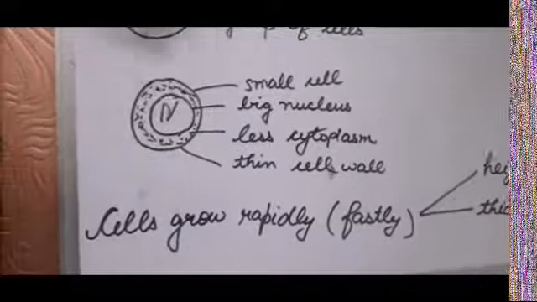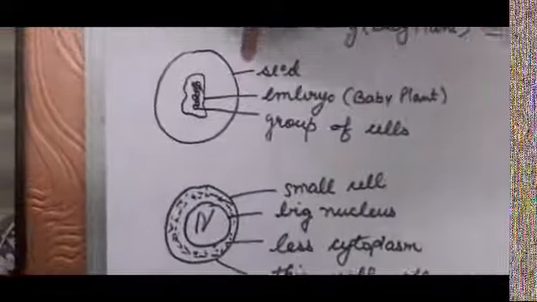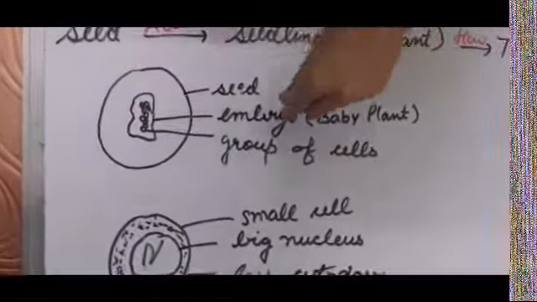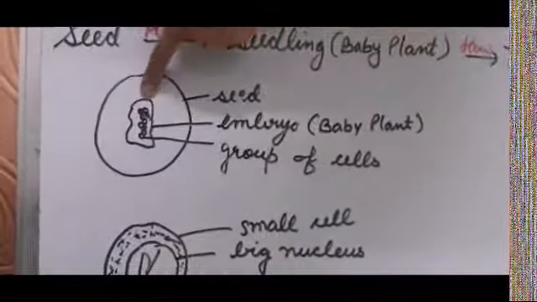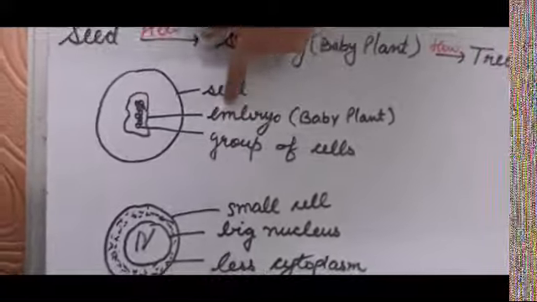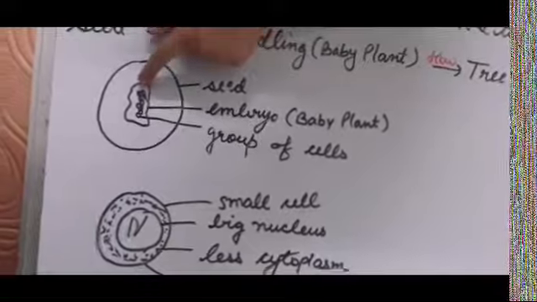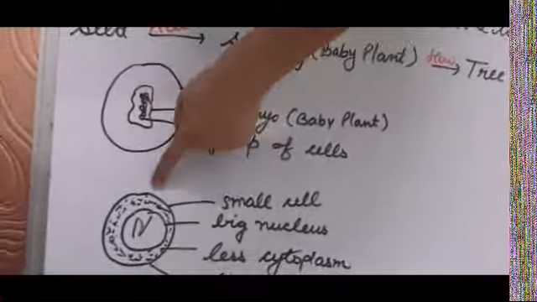Now see here carefully, again you look at this diagram. So see here, this is a seed. When you sow the seed into the soil, inside the seed there is an embryo. Embryo means baby plant. So the baby plant is made up of a group of cells. Now under the microscope we will see only one cell. So this is one cell.